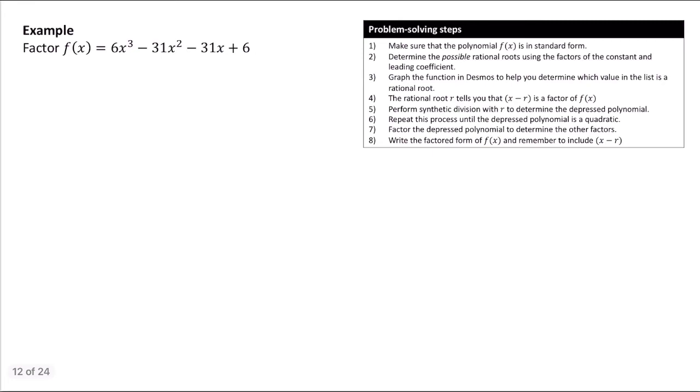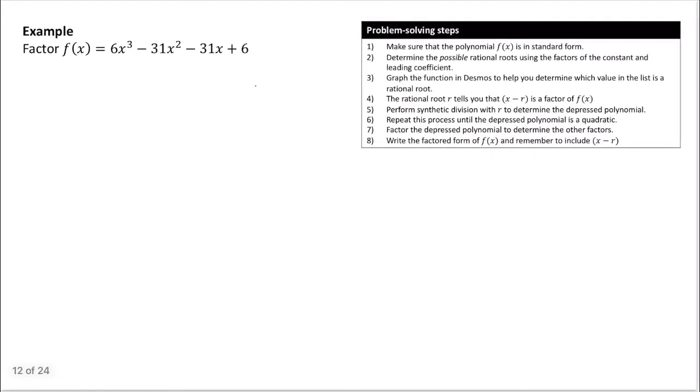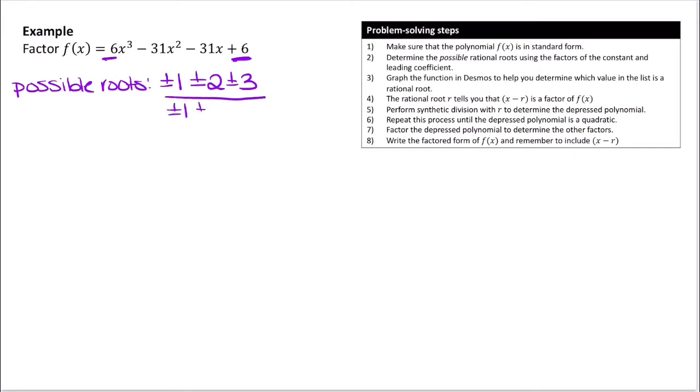So let's look at this example. Let's factor 6x cubed minus 31x squared minus 31x plus 6. So I'm going to start off by trying to determine the possible roots. Okay, so I need to look at the factors of the leading coefficient and the constant term. So the possible roots are going to be plus or minus 1, right? I'm writing out the factors of 6, plus or minus 2, and plus or minus 3. And that's going to be over, well, the leading coefficient's also 6, so we have the same factors.